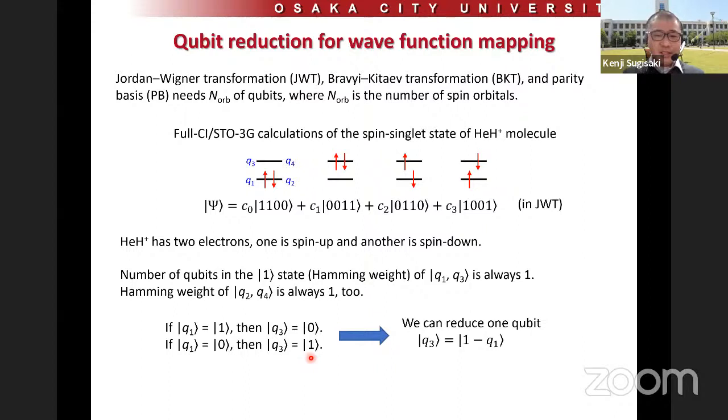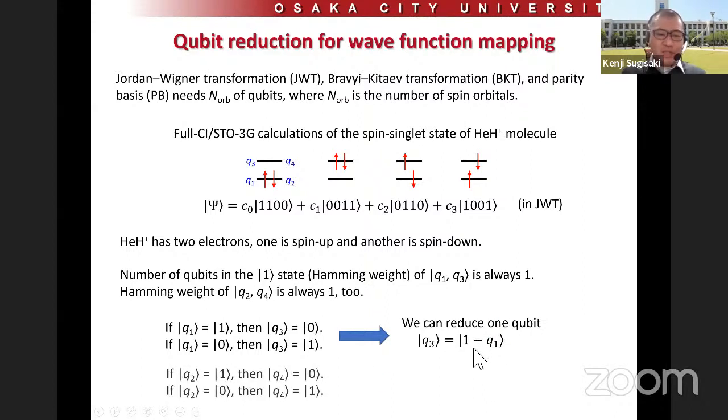So in this case, the quantum state of Q3 can be represented by using the quantum state of Q1 as shown here. So by applying this approach, we can reduce 1 qubit, in this case Q3, because the quantum state of Q3 is dependent on the quantum state of Q1.